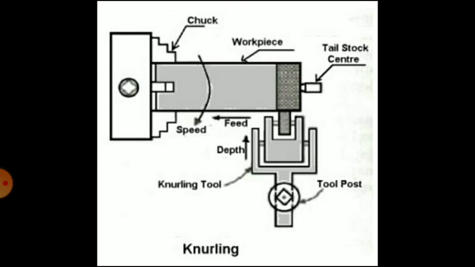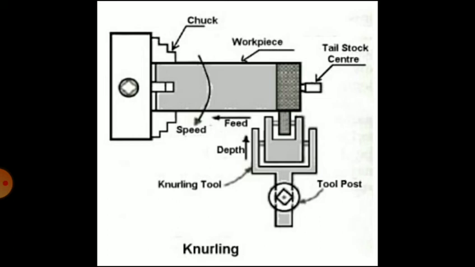Then the knurling operation. It is the operation of embossing a diamond shaped pattern on the surface of the workpiece. The purpose of knurling is to provide an effective gripping surface on the work. You can see in the diagram the last end. It is the knurling operation. It is done on the last end of the workpiece.